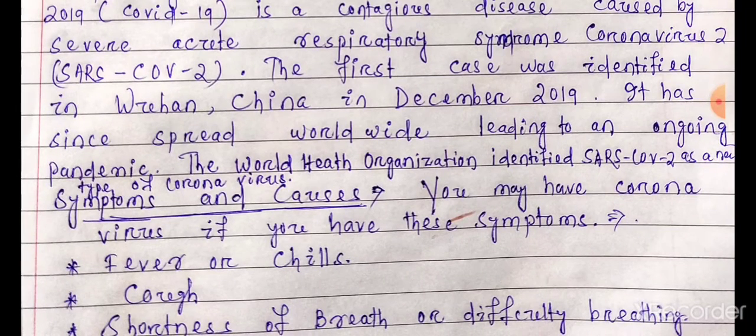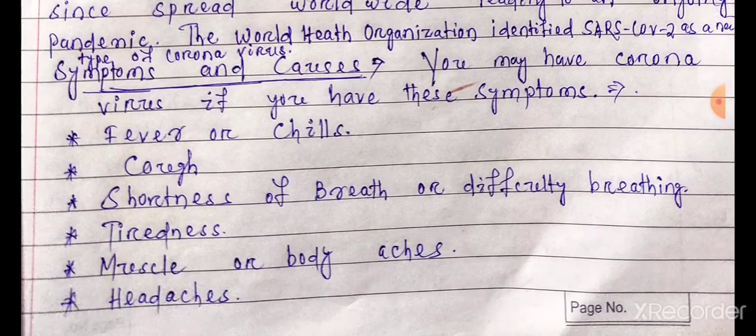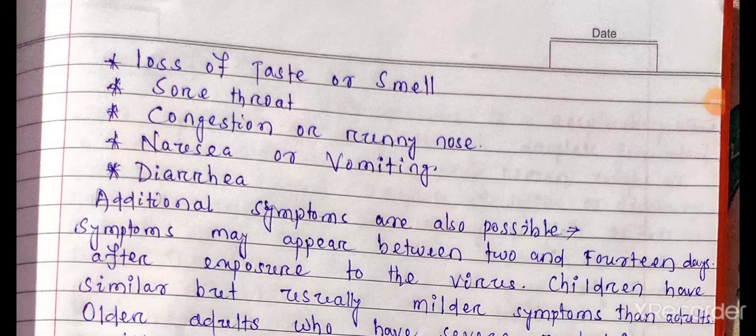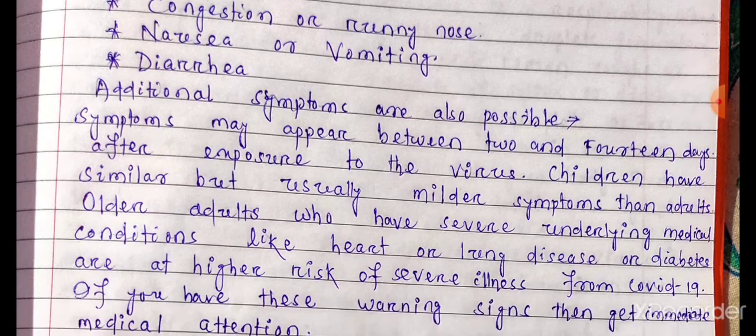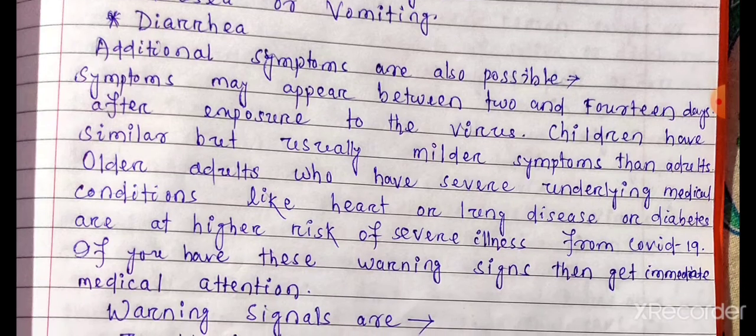Symptoms and causes. You may have coronavirus if you have these symptoms. First one is fever or chills, cough, shortness of breath or difficulty breathing, tiredness, muscle or body aches, headaches. Loss of taste or smell, sore throat, congestion or runny nose, nausea or vomiting, diarrhea. Additional symptoms are also possible. Symptoms may appear between 2 and 14 days after exposure to the virus. Children have similar but usually milder symptoms than adults.